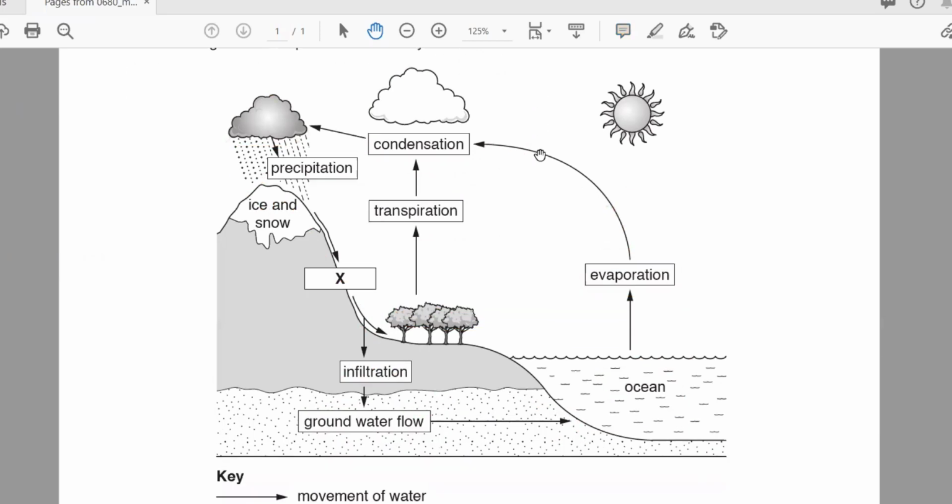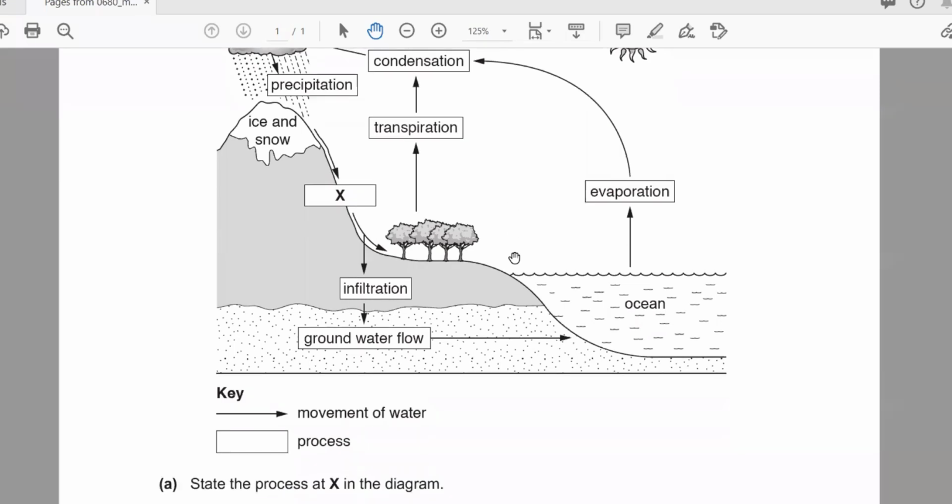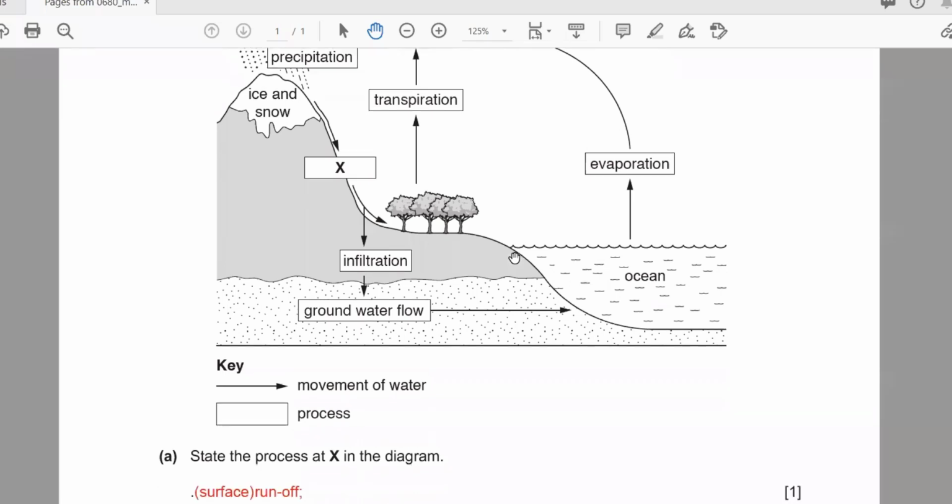Okay, Rana, sorry for stopping you. Now, state the process at X in the diagram. What is happening at X? Surface runoff. Surface runoff, because water is coming from a higher level to a lower level.